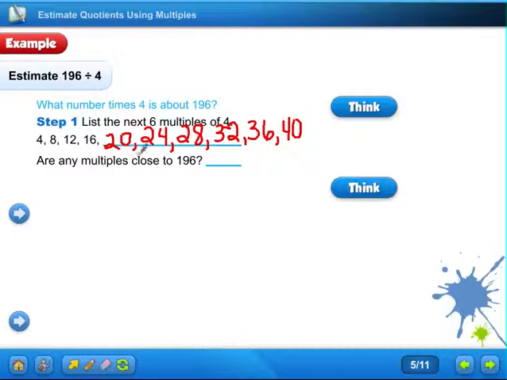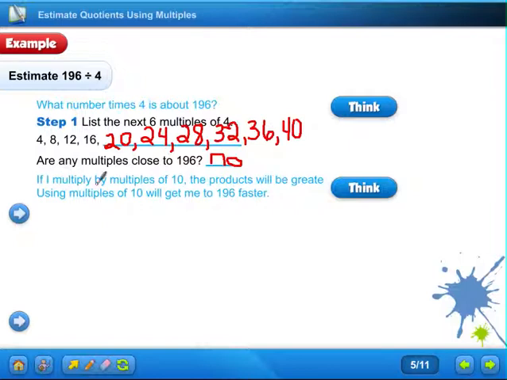Are any of these multiples close to 196? Did I get to 196? Anywhere here, did I write down anything close to it? That would be no. I did not get anywhere close to 196. My highest number I wrote down was 40.